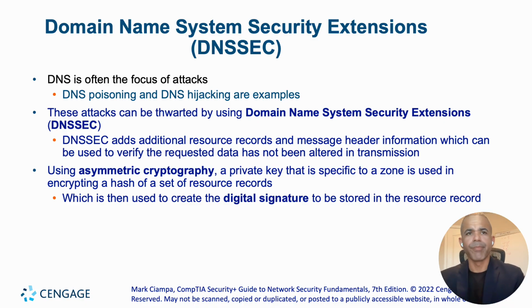So DNSSEC is just a series of security extensions that allow you to protect your network against DNS poisoning and DNS hijacking. And that's additional resource records and message header information we can use to verify that the data as it's being transmitted has not been altered in any way and it's not being spied on. It uses asymmetric protocols, which asymmetric we know is composed of a private and a public key, and also hashes to verify that the data was not modified in transit.